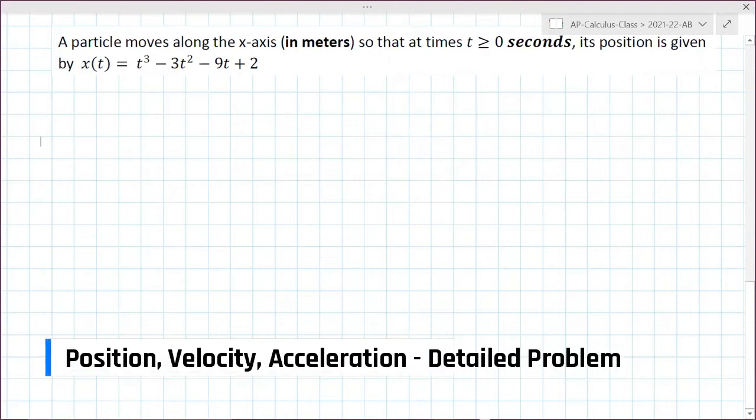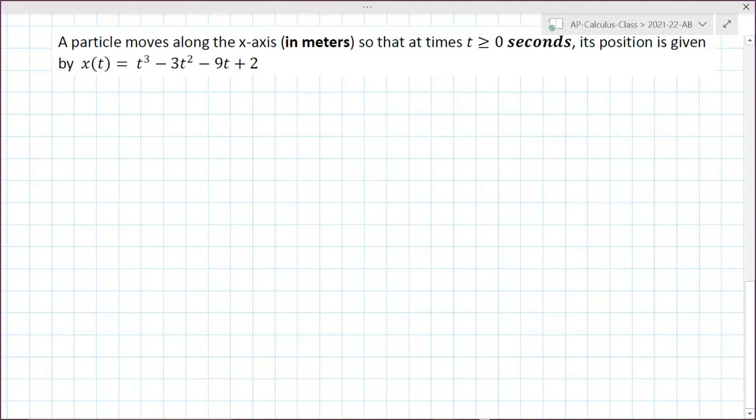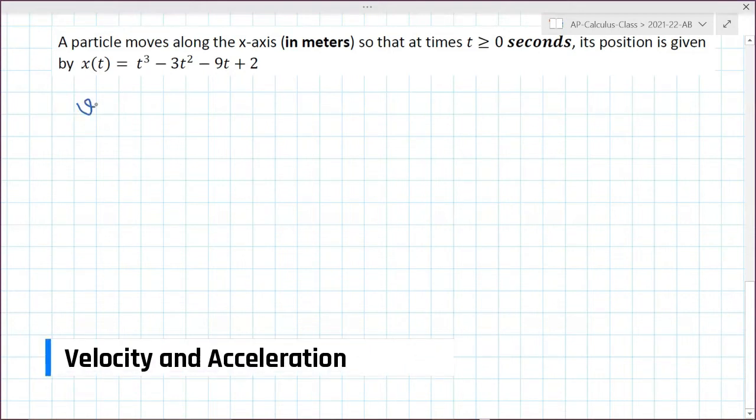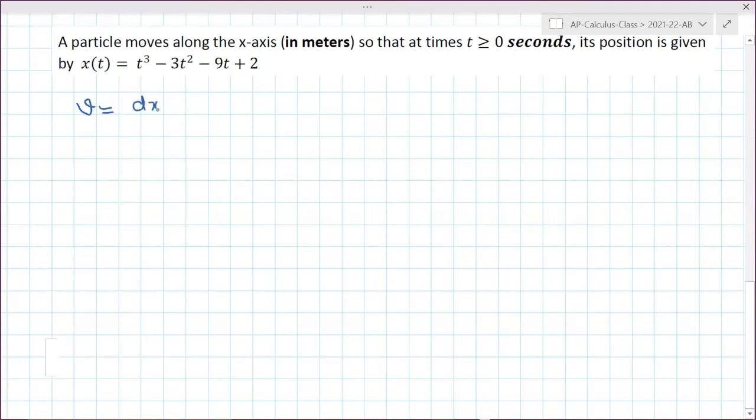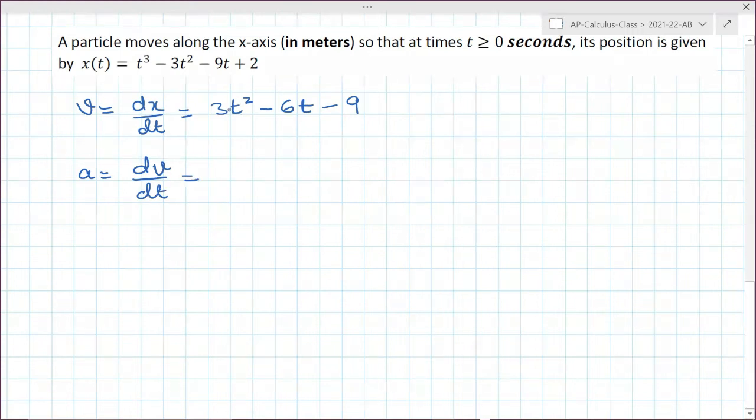A particle moves along the x-axis, which is the number line we're talking about, in meters, so that at times t greater than or equal to 0 seconds, its position is given by this function. First is what's the velocity and what is acceleration. So velocity is dx over dt. So that's the velocity function. And what is acceleration? Acceleration is dv over dt. So this is v. We have to differentiate this to get velocity and acceleration.